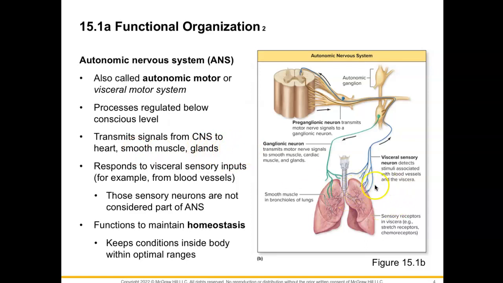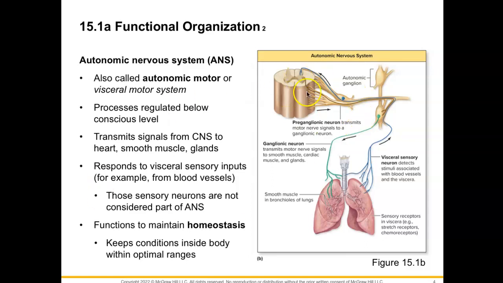So here we see some sensory input from our lungs. That sensory neuron is moving up through some structures we haven't learned just yet, but will in a few slides. And then through that spinal nerve and through the dorsal root into our spinal cord. And these sensory neurons are not considered a part of the autonomic nervous system.